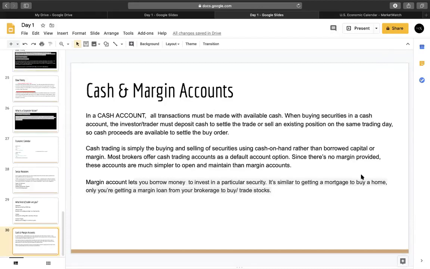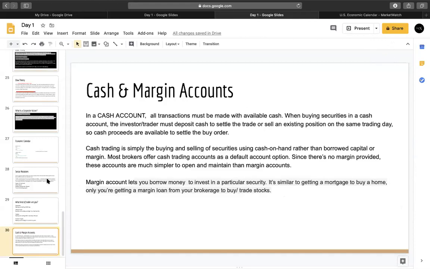Cash trading is simply buying and selling securities using cash on hand rather than borrowed capital or margin. Most brokers offer cash trading accounts as a default account option. Since there's no margin provided, these accounts are much simpler to open and maintain than margin accounts.